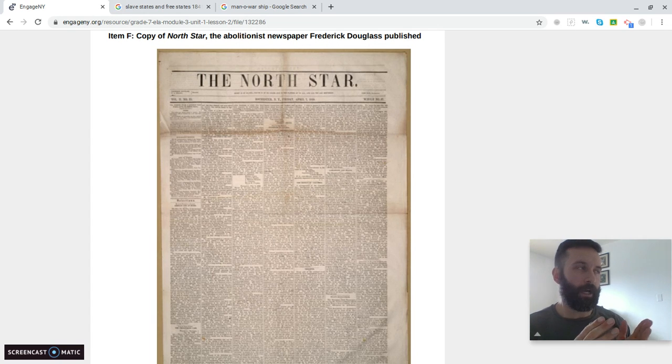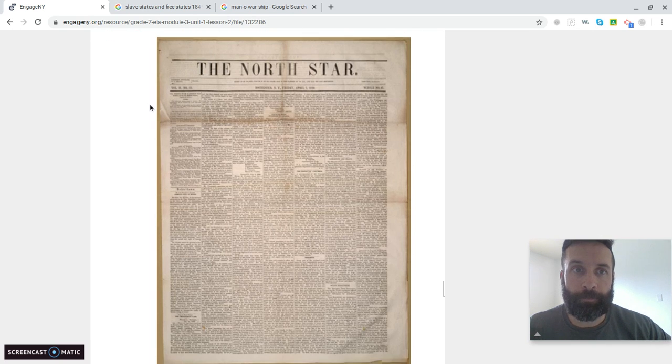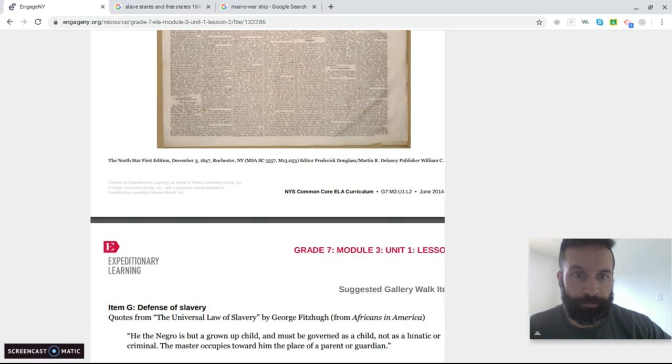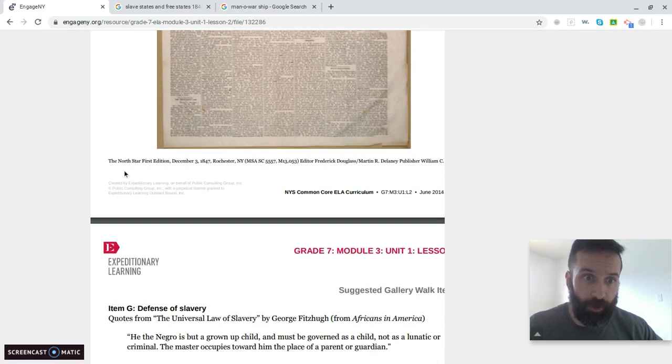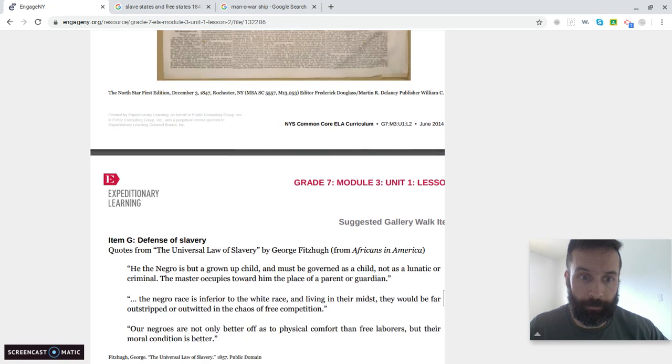It was the main beacon of navigation that people used in order to get from one location to the other, that being the South to the North and to the Free States. The North Star, abolitionist newspaper. So here we go. This is the North Star first edition, December 3rd, 1847. So he's publishing a newspaper for the anti-slavery movement two years after writing his autobiography. I think that's important to remember.